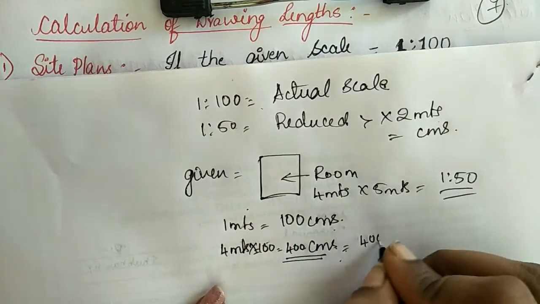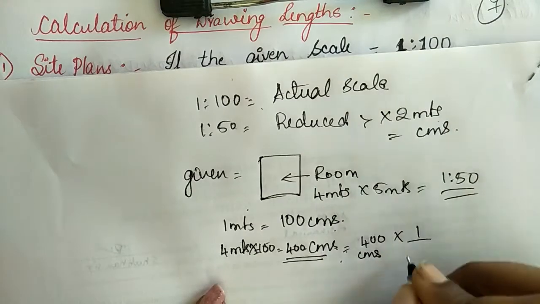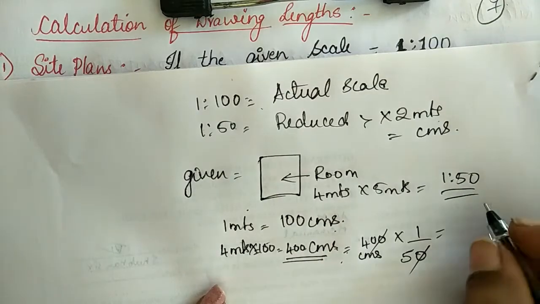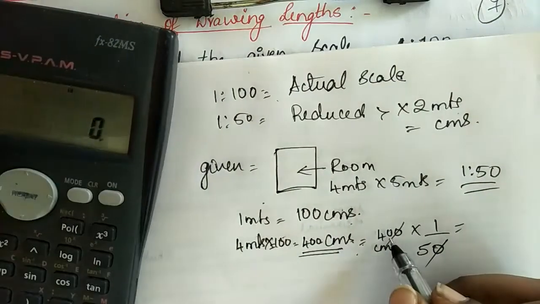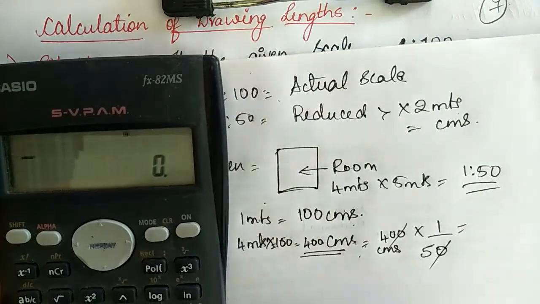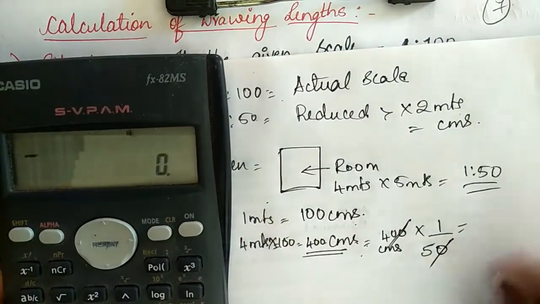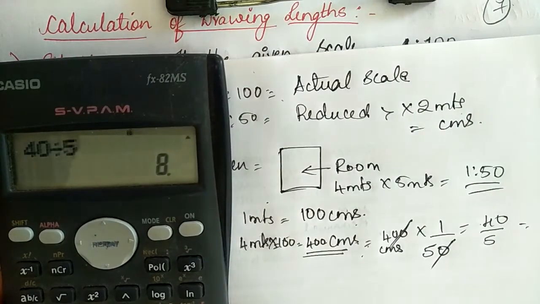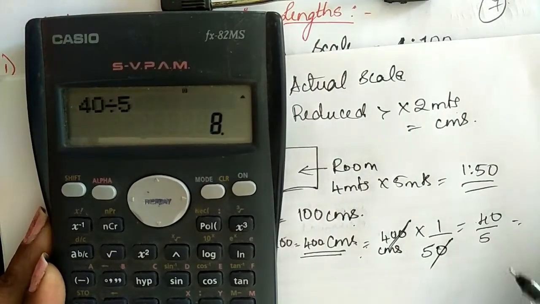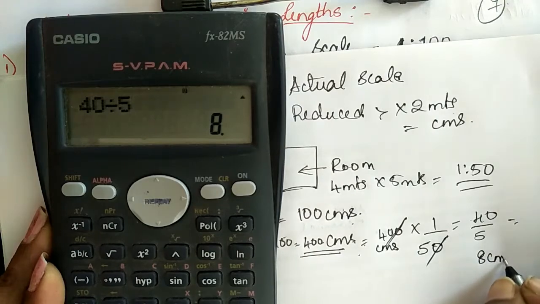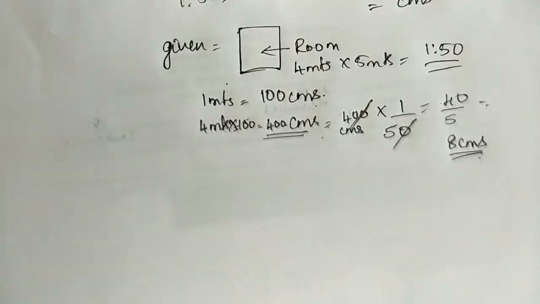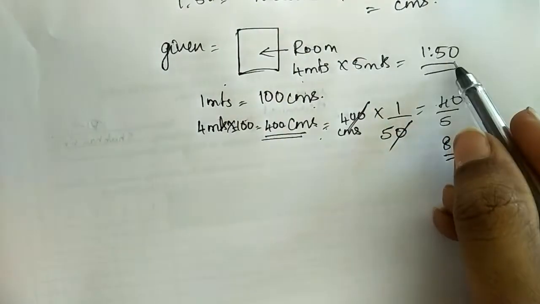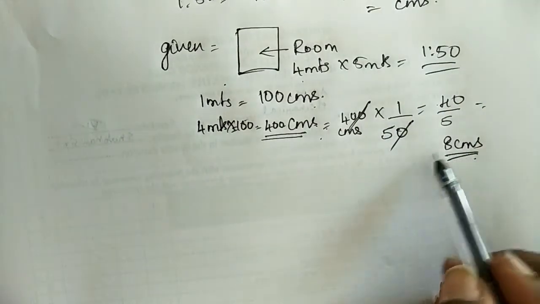So 400 centimeters into the ratio, that is 1/50, right? Can you see here, 400 into 1/50? I have just cancelled here: 10 and 10 will get cancelled. So what is remaining? 40 divided by 5. If you check it in your calculator, you will get 8 centimeters. Now can you see this? Your given data was 4 meters, but you have converted this to the 1:50 ratio. So after converting, how much answer did you get?